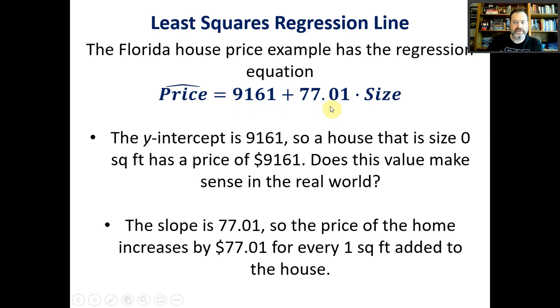So we don't calculate this thing, right? We use technology to calculate it. We have to interpret it. So we interpret it the same way you would interpret y equals mx plus b in an algebra class. The intercept is the value of the response variable. So if you just want to call it y hat, that's fine. So this is the value of y hat if the explanatory variable is 0. So our y-intercept here is 9,161. So that means if our house is 0 square feet, the price of the house is $9,161.